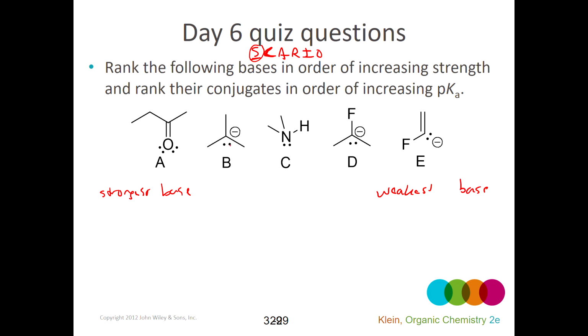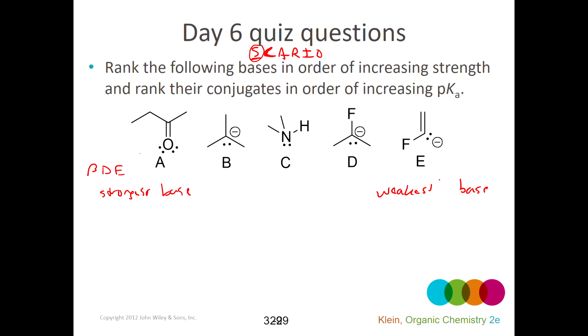the ones that have full negative charges are very likely to pick up a proton, so those should definitely be the strongest. So we can put B, D, and E over here. The ones that are already neutral, they don't need to pick up a proton. That's only going to make them positive. It's going to make them less stable.